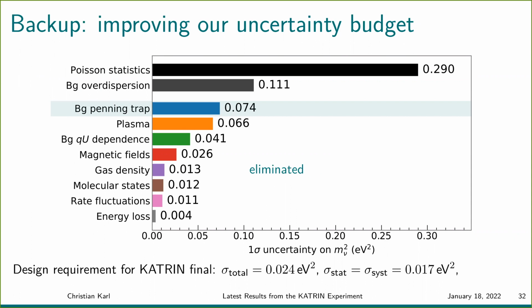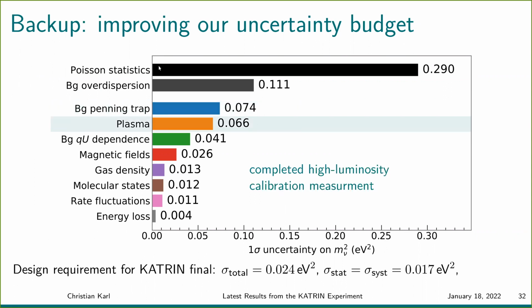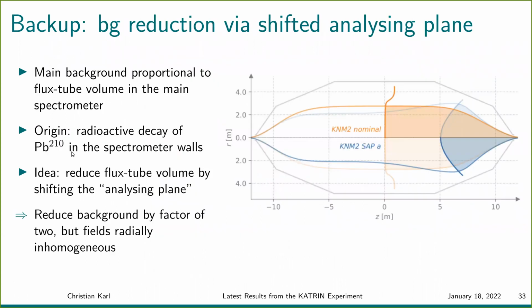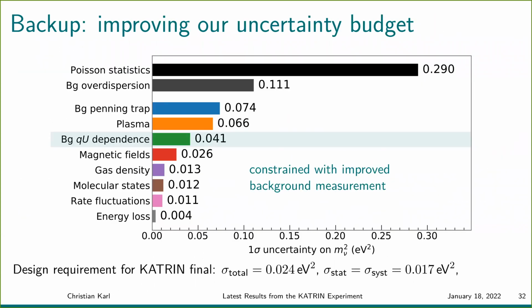So the two dominant uncertainties next to the statistical one are completely gone. We've already completed high luminosity calibration measurements using a krypton source, significantly reducing the plasma uncertainties by about a factor of 6. This Q-U dependence has also been constrained with an improved background measurement recently. So this is at least halved, maybe even quartered. And also the magnetic fields have some more measurements. And all of these others are basically subdominant anyway.